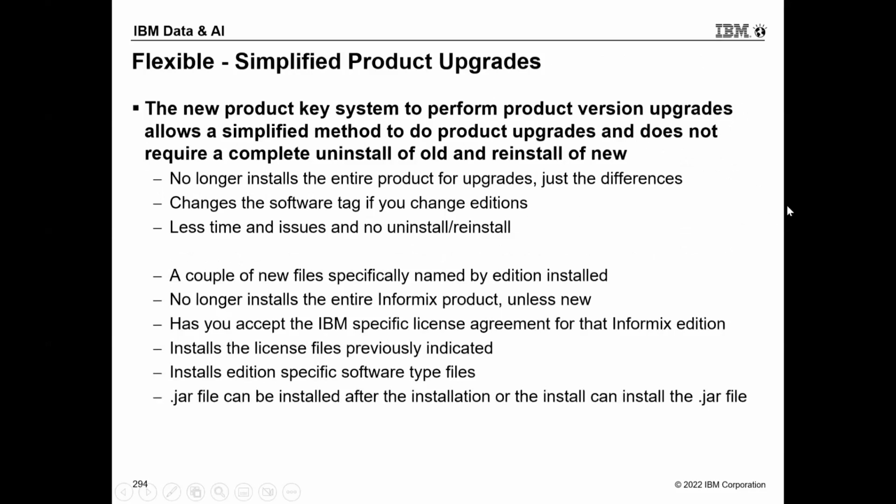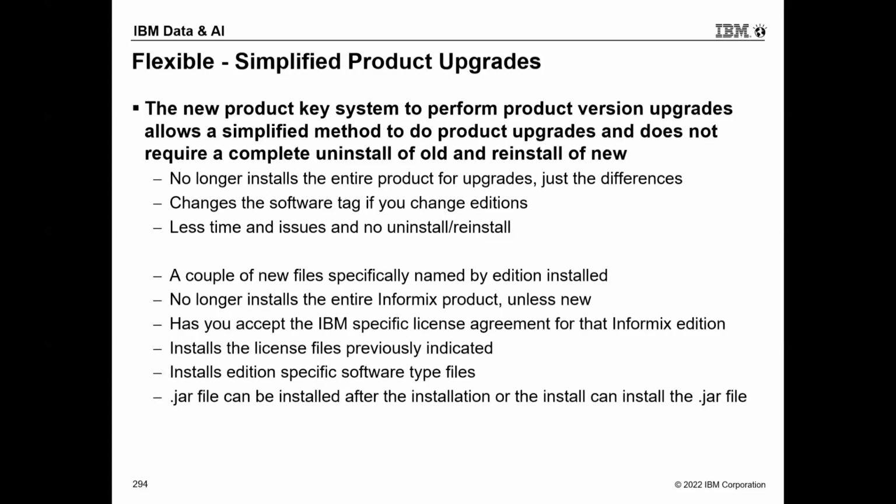The new product key system to provide various version upgrades allows for a simplified method to do product upgrades and does not require a complete uninstall of the old and reinstall of the new. It no longer installs the entire product for upgrades, just the differences. It changes the software tag if you change editions. There's less time and issues and no uninstall, reinstall.